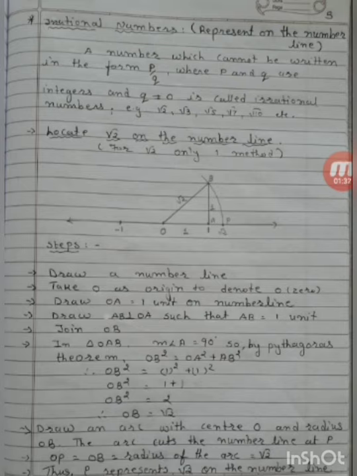Draw OA equal to 1 unit on the number line. It means you can't take any measure, but you can write it as 1 unit. Draw AB perpendicular to OA such that AB is equal to 1 unit. Here you have to take OA equal to AB, meaning the measurement of OA is equal to the measurement of AB, 1 unit. Now join OB.